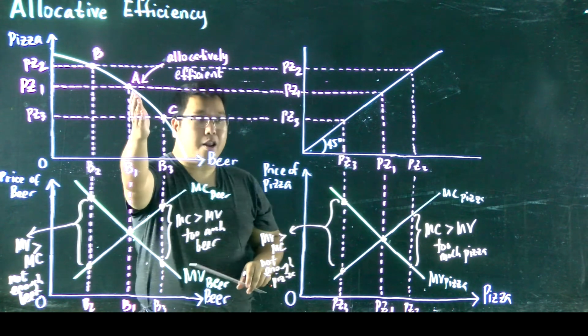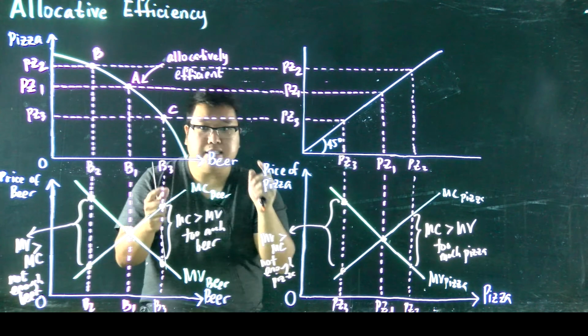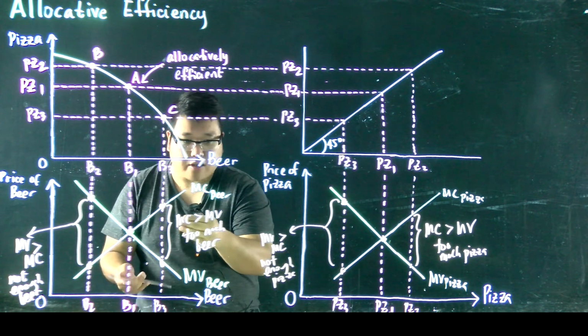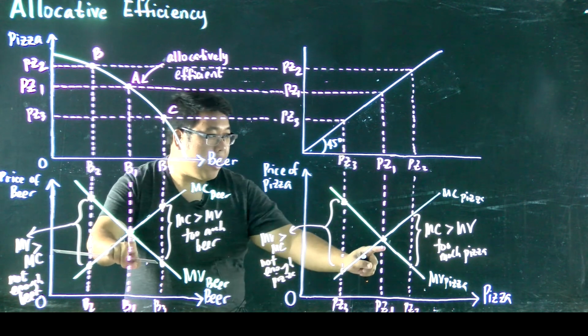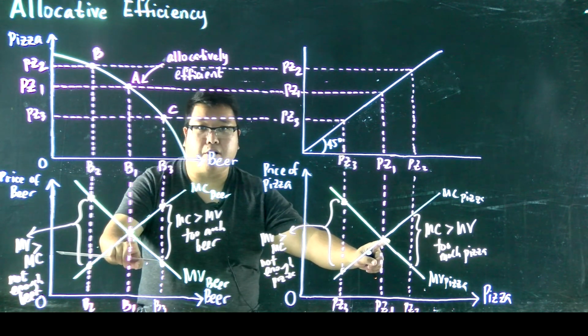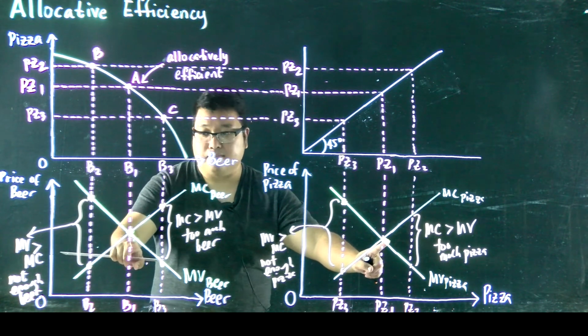And point A is allocatively efficient. Why? Because we have equalization of marginal cost and marginal value for our beer market, and equalization of our marginal cost and marginal value for our pizza market.